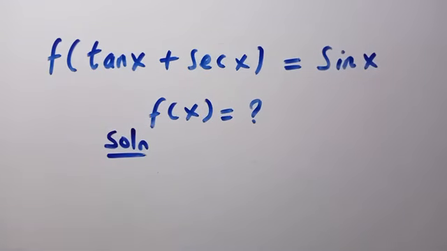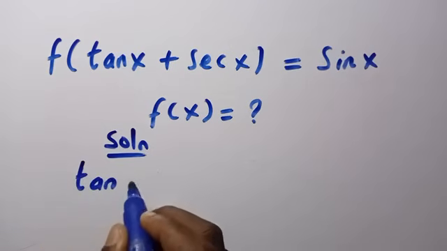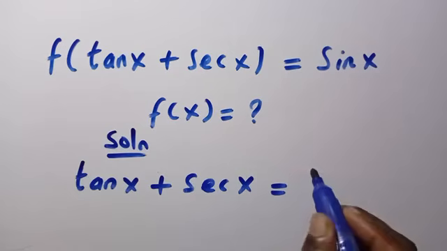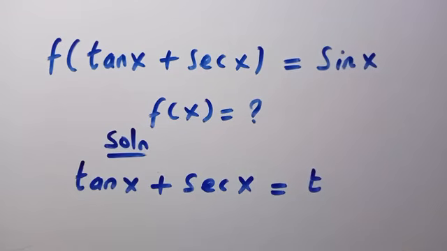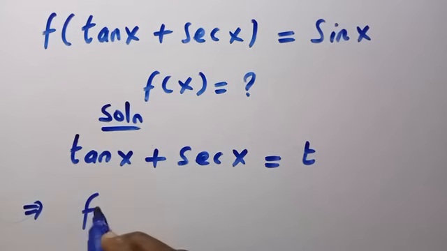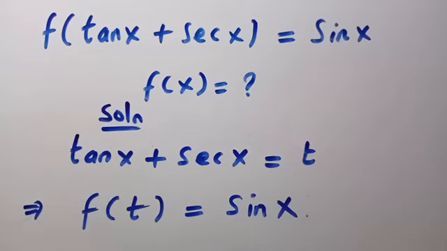So the first step we are going to take is, suppose I let tan x plus sec x equals t, for instance. By letting this one be t, we cover the whole domain of the original function. Since we have let that be t, the function becomes f of t equals sin x. But looking at what we have here and what we have here, they are two different things. Let's start with this first.